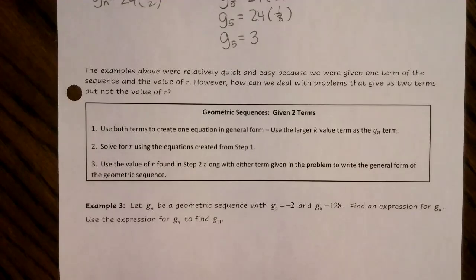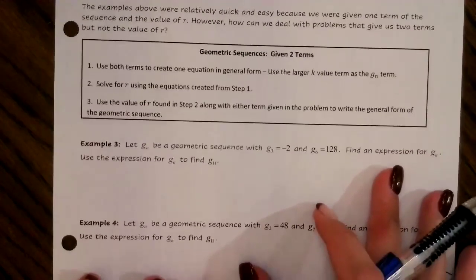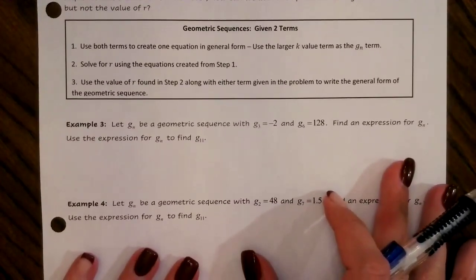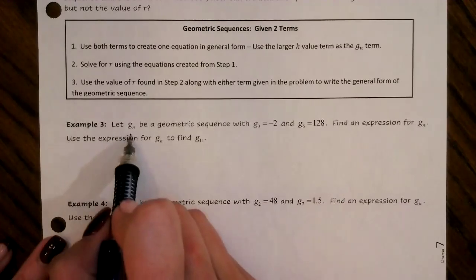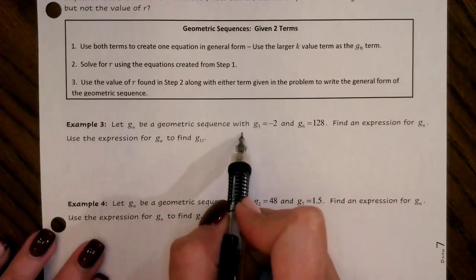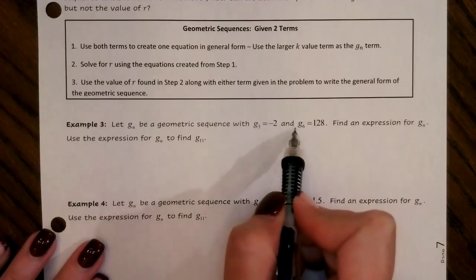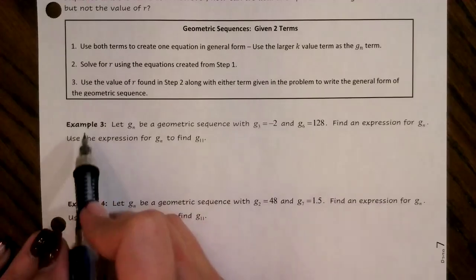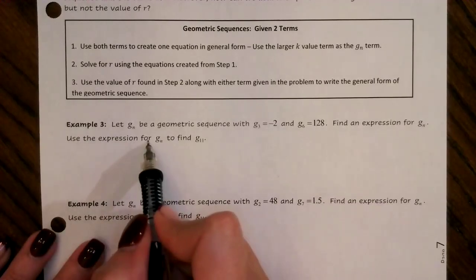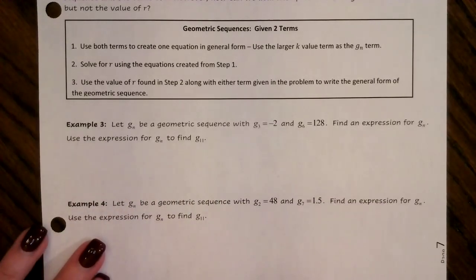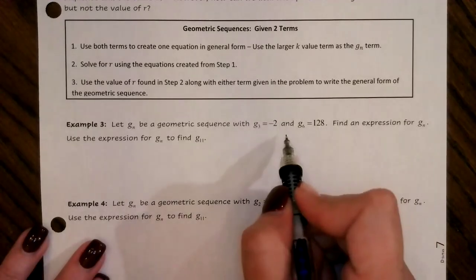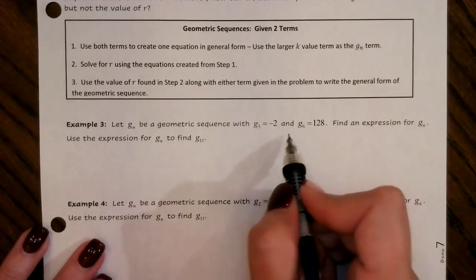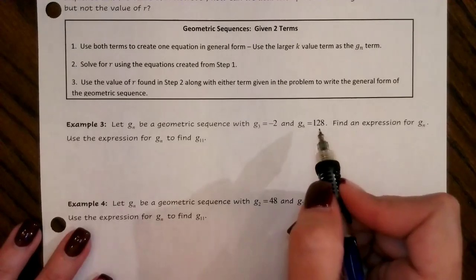And so that sounds complicated, but we're going to get through this and show you that it's not as bad as it looks. So let G sub n be a geometric sequence with G sub 3 equals -2 and G sub 6 equals 128. Find an expression for G sub n. Use the expression for G sub n to find G sub 11. In this case, they did not give us the r. That's what makes this different and a little bit harder.